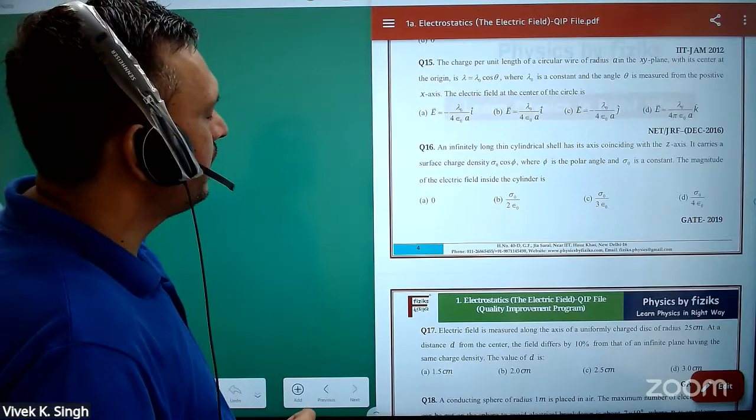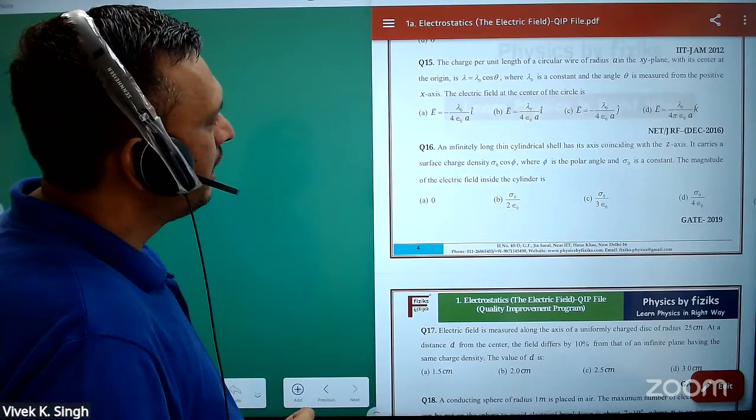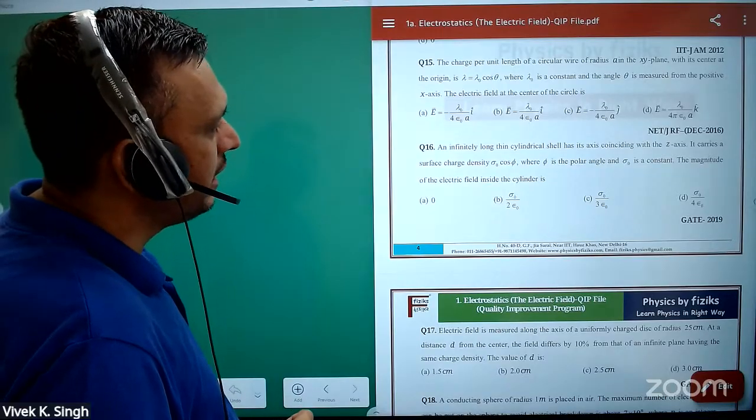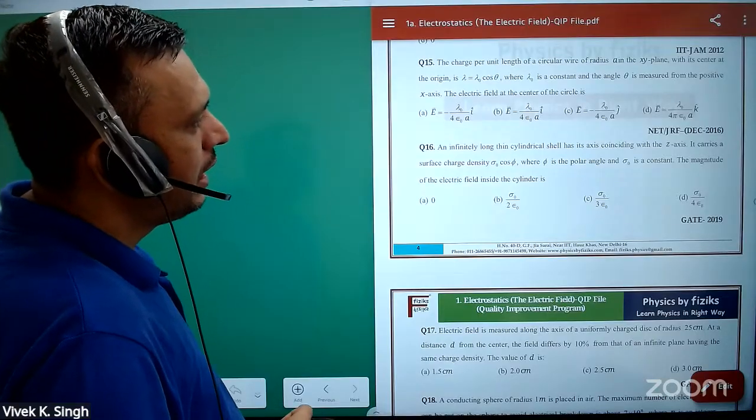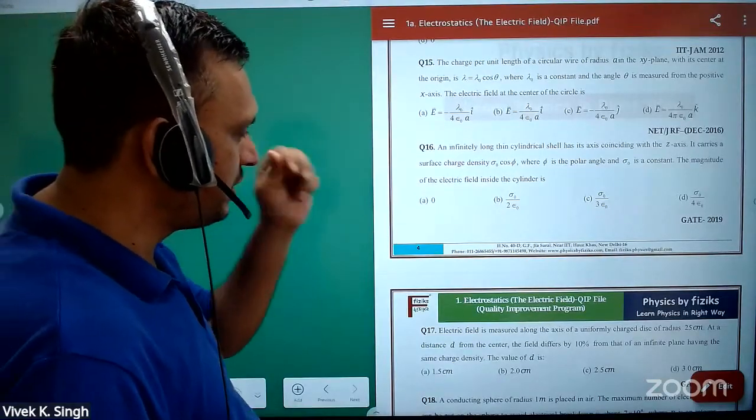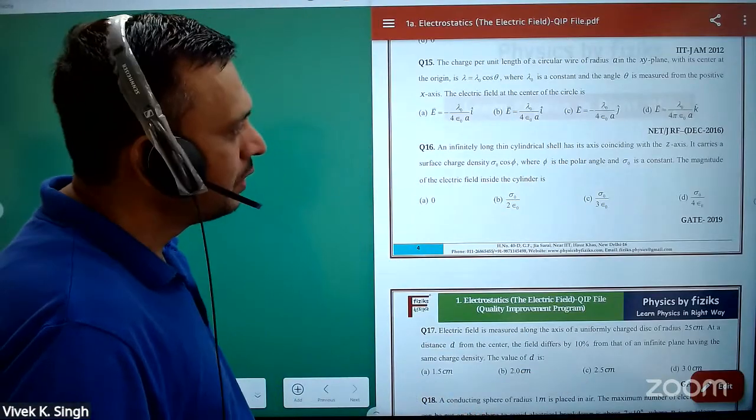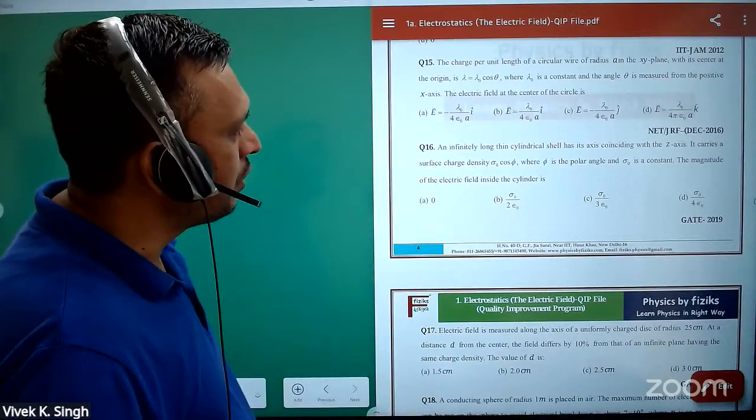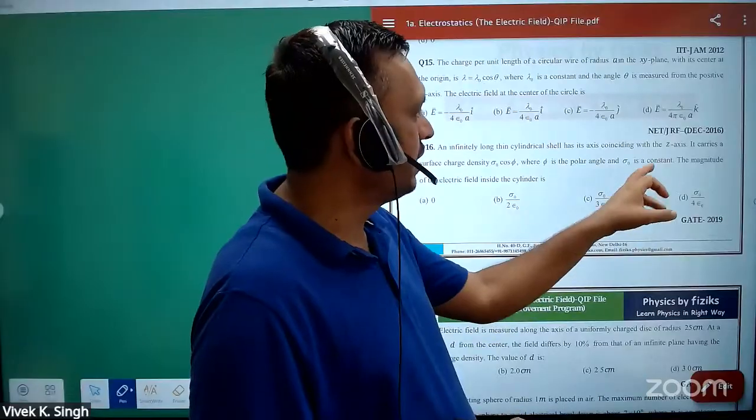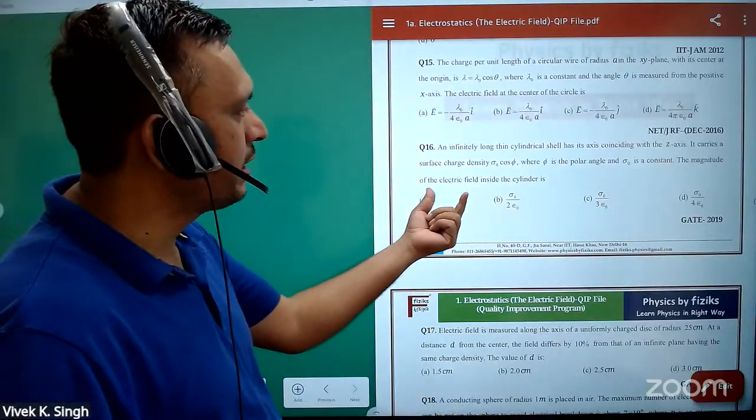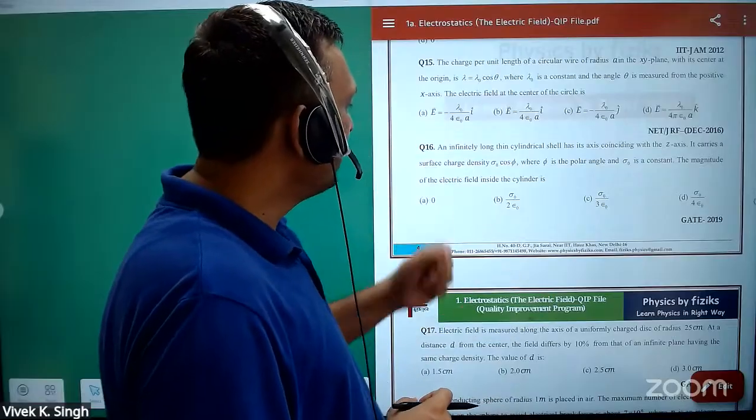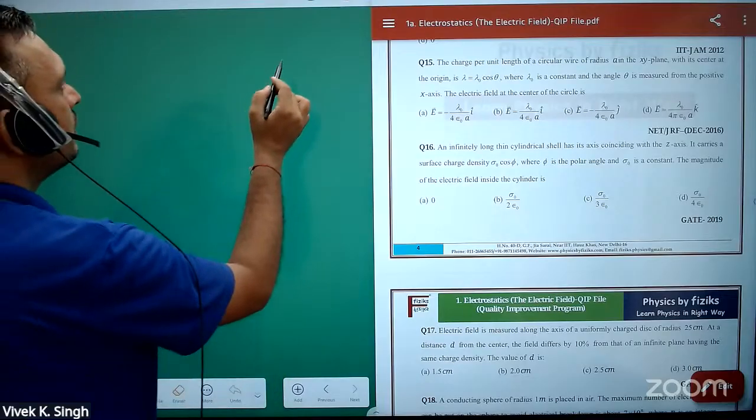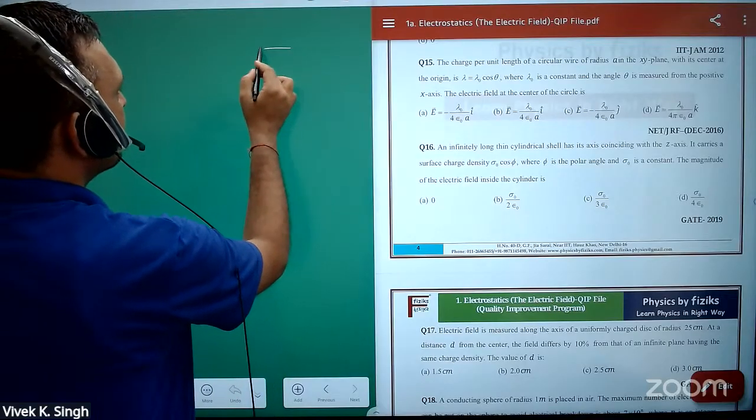So question number 16 is: an infinitely long, thin cylindrical shell has its axis coinciding with the z axis. It carries a surface charge density sigma naught cos phi, where phi is the polar angle, sigma naught is constant. The magnitude of the electric field inside the cylinder. So one thing is, it is an infinitely long cylindrical shell. It's a hollow cylinder. So let's see the symmetry here.